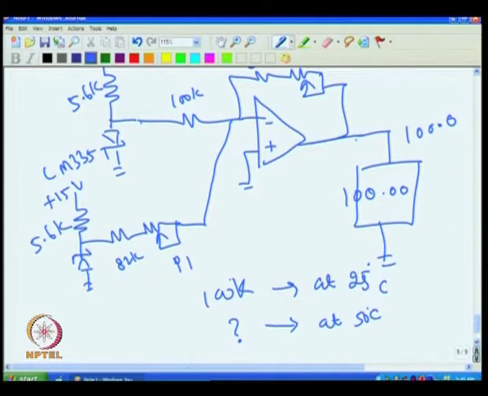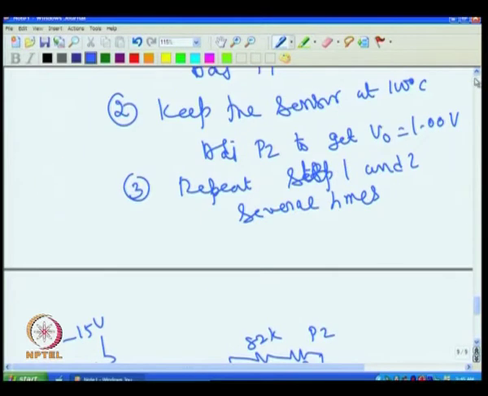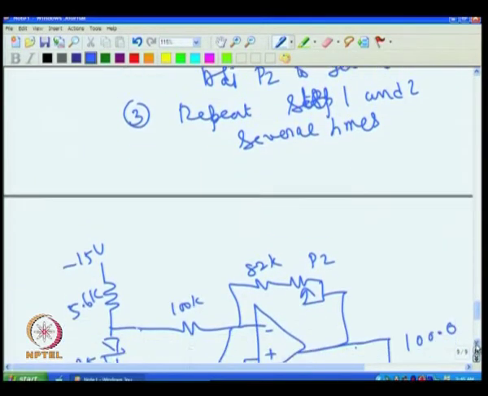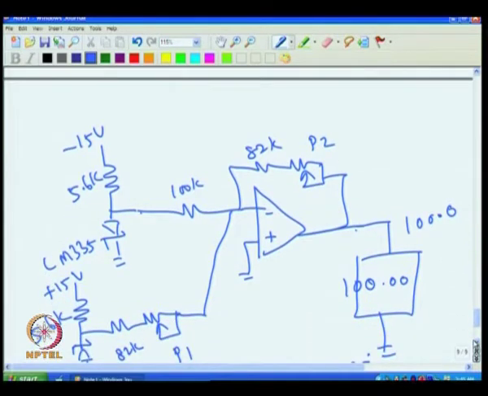And we know that, for example, in this case, this 82 K we have used, if the temperature goes up and this goes to 85 K, then we know at 2.7 at room temperature, at 100 degree C of this, you are not going to get 1 volt, we are going to get more than 1 volt, and that will be read as error.